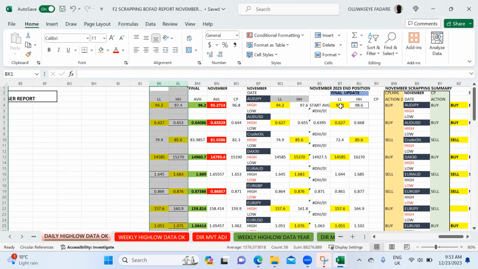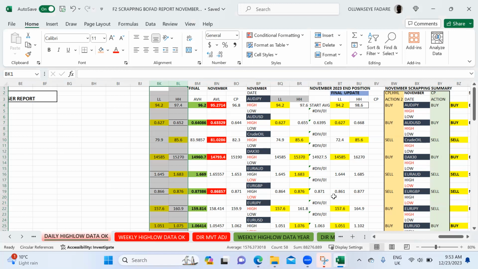So you can see here 94 LL remains the same. LL for AUD USD2 remains the same. II for crude oil remains the same. Low for DAX remains the same. Like this, you can see that both sides change. The low changed from 1.645 to 1.644 and the high from 1.683 to 1.685. But like I said, one of the sides must change first. So our ability to identify the first side that changes will help us to plan ahead.